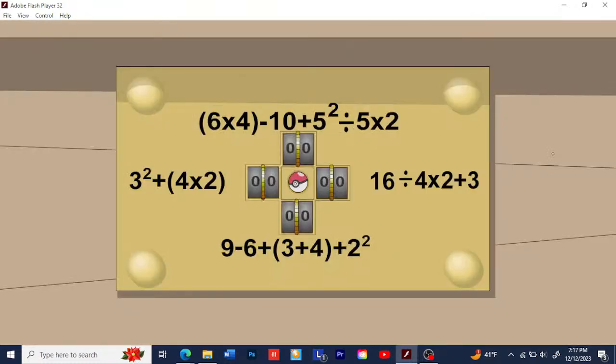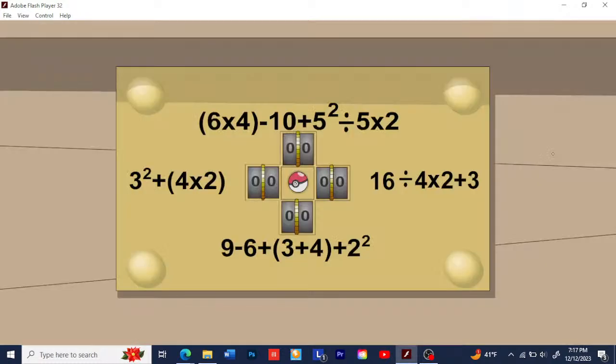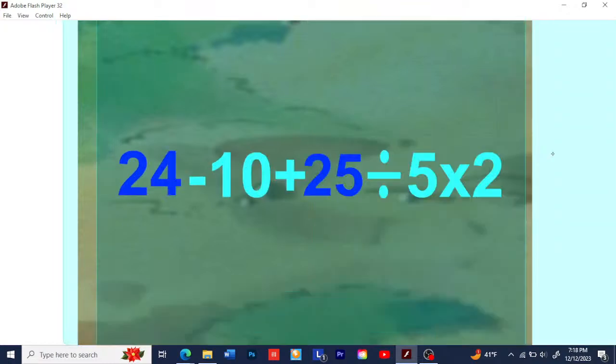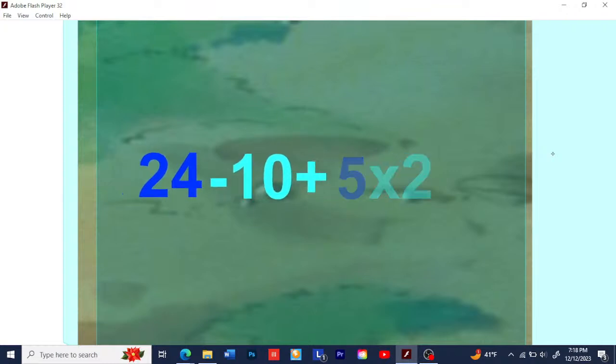Now, do you see multiplication or division signs? Yeah, a division sign. Right. 25 divided by 5. And I see a multiplication sign. You got it. 5 times 2. But which one do we do first? If you have a multiplication sign or a division sign, you do them in order from left to right, like when you read. So, since 25 divided by 5 is the furthest to the left, you work that out first. 25 divided by 5 equals 5. Then you multiply. 5 times 2 equals 10.